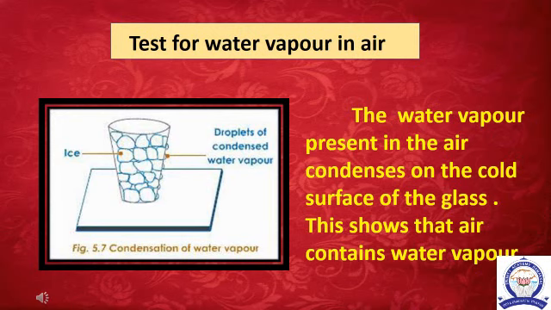Test for water vapor in air. Take a few ice cubes in a glass. Keep it on the table for a few minutes. Observe what happens. You could see tiny droplets of water all over the outer surface of the glass. From where do these droplets come? The water vapor present in the air condenses on the cold surface of the glass. This shows that the air contains water vapor.